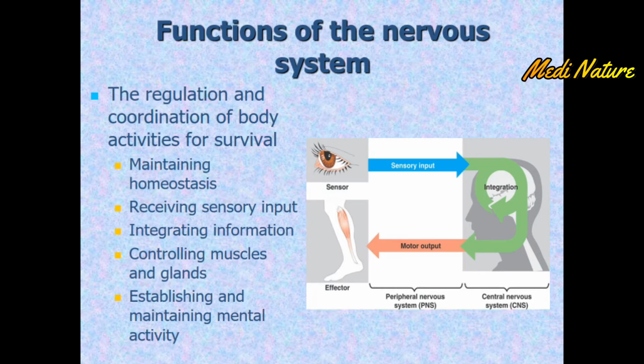First, we will see the functions of the nervous system. The main function of the nervous system is the regulation and coordination of the body activities in order to survive of that particular organism. It is done through different activities such as maintaining homeostasis, and also it receives sensory inputs from internal as well as external stimuli, and then the nervous system integrates this information in order to identify the stimuli and also decide the output. The output or the response is given by controlling muscles and the glands. Other than that, the nervous system is also important in order to establish and maintain mental activities.